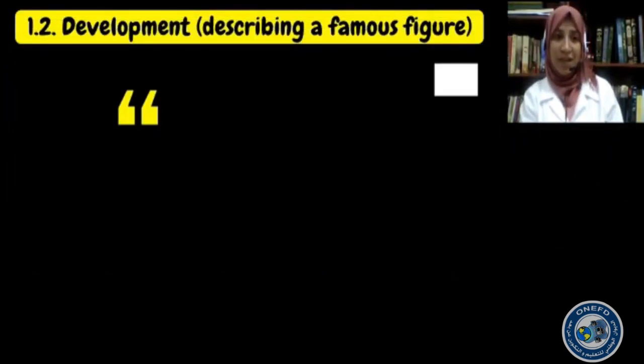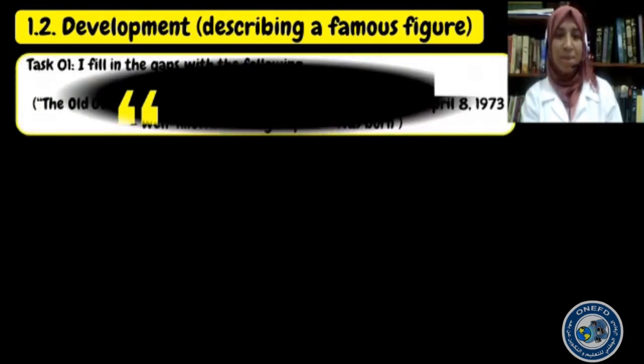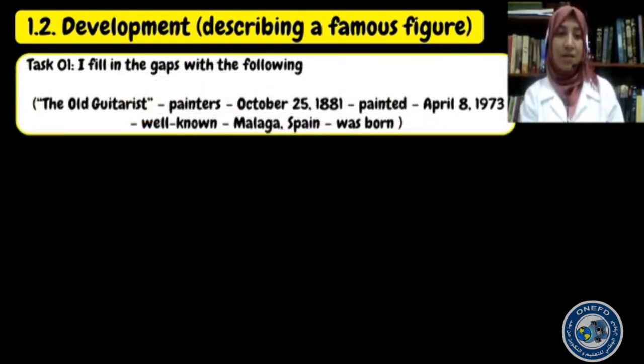Let's move to the second part of development, which is describing a famous figure. Same task, you are going to fill in the gaps with the following 8 words. We have the old guitarist, painters, October 25th, 1881, painted, April 8th, 1973, well known, Malaga, Spain, and was born.